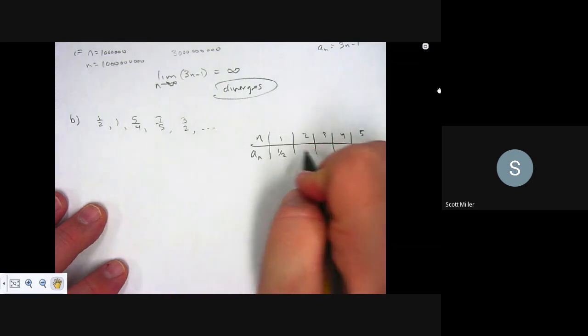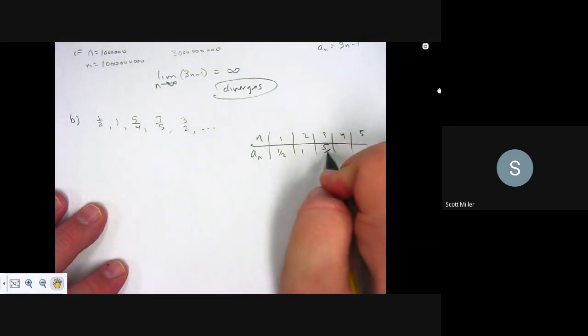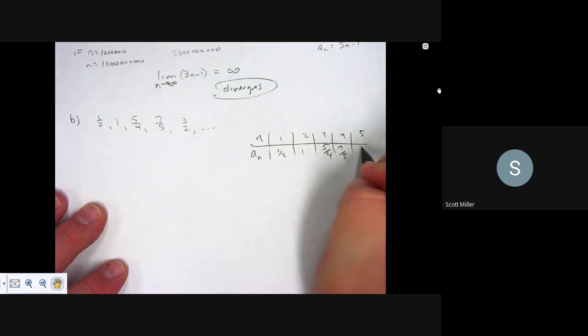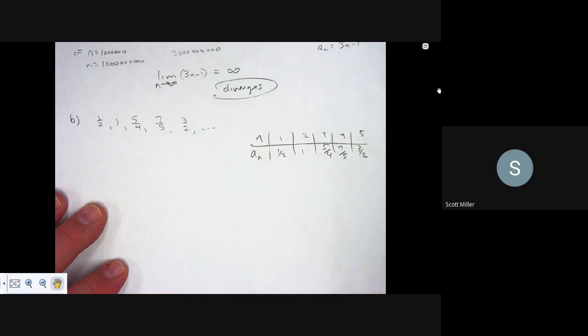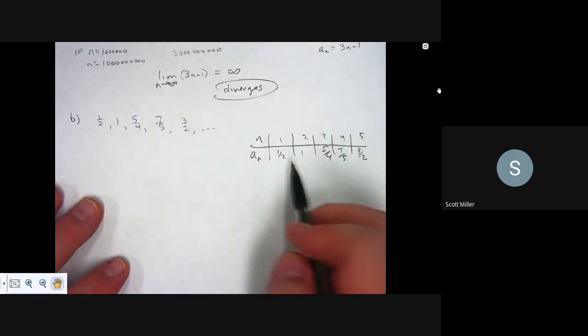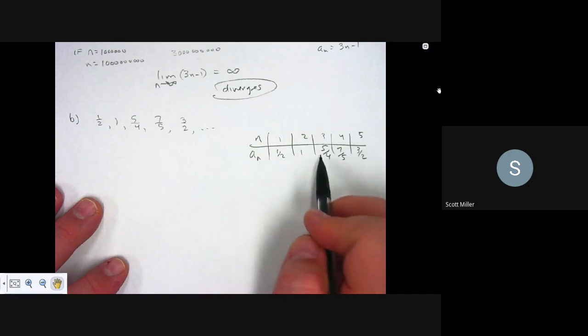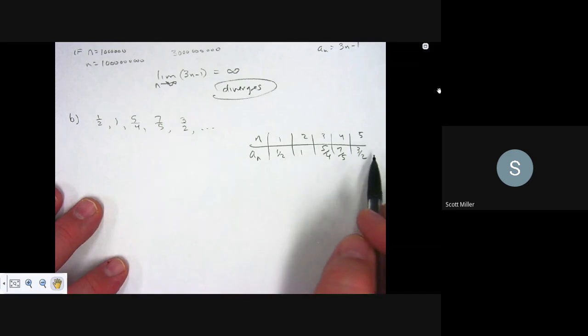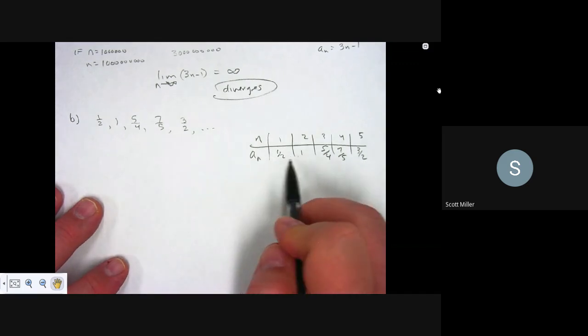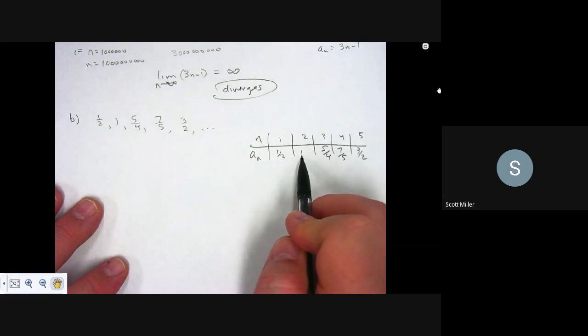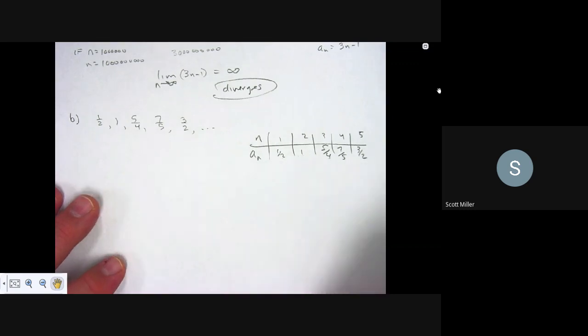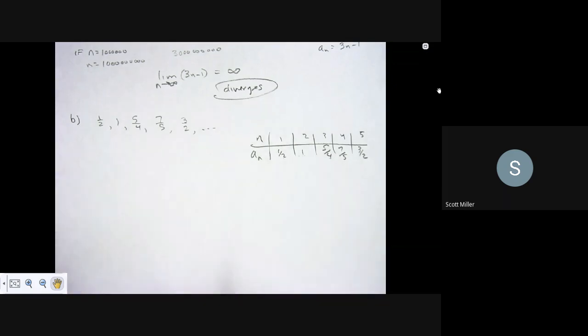We got 1/2, 1, 5/4, 7/5, 3/2. Okay. If I do this, I can see clearly that it's not the same number. I can't add the same number both times to get to the next one. That's not going to work. I can't multiply. So this times 2 is 1. That times 2 is not that. So it's not geometric.